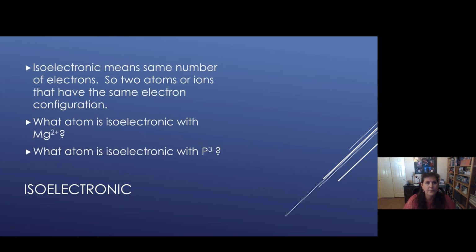All right, now I have a new vocabulary word for you, isoelectronic. Isoelectronic means same number of electrons. Iso means same, electron means electron, isoelectronic, same electrons. So when two ions or atoms have the same electron configuration, they're isoelectronic. So what atom is isoelectronic with Mg plus 2? Well, Mg plus 2 has 10 electrons. Who else has 10 electrons?